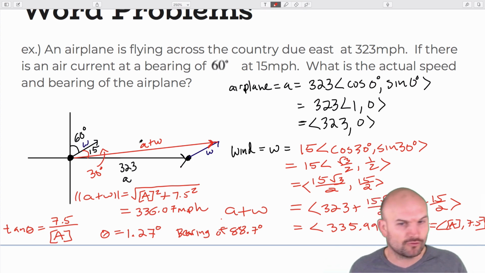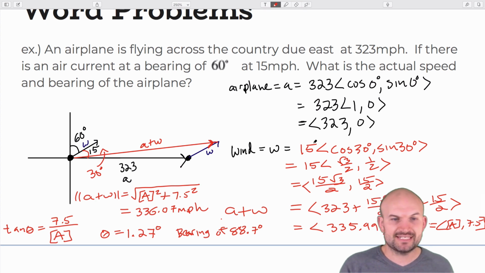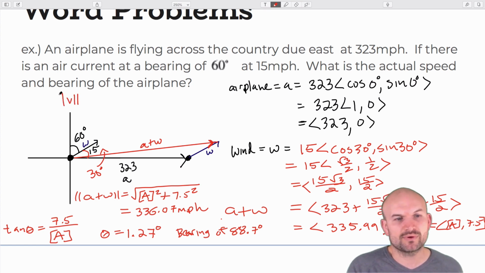Assuming it's not self-correcting or anything. Well, what we're looking for is really the airplane plus the wind, right? Because we need to take into account the airplane as well as the wind. Now, I didn't write this up here, but I should. We need to take into account the magnitude as well as the angle of each of those components.